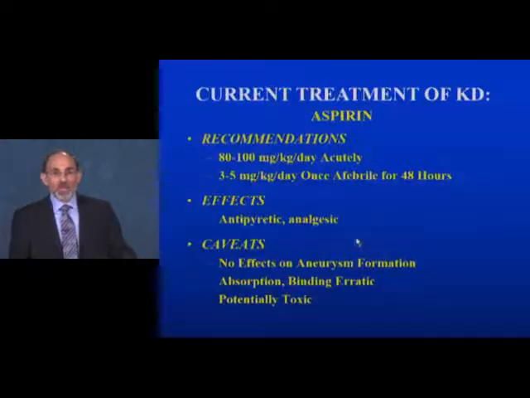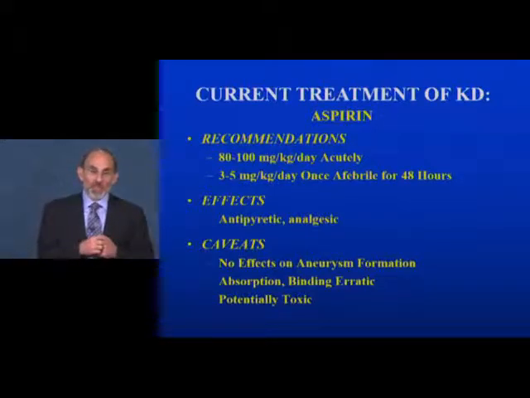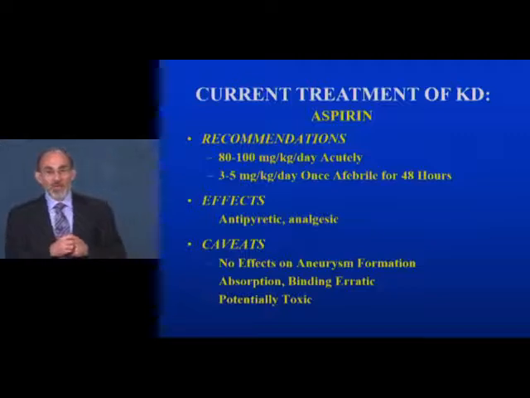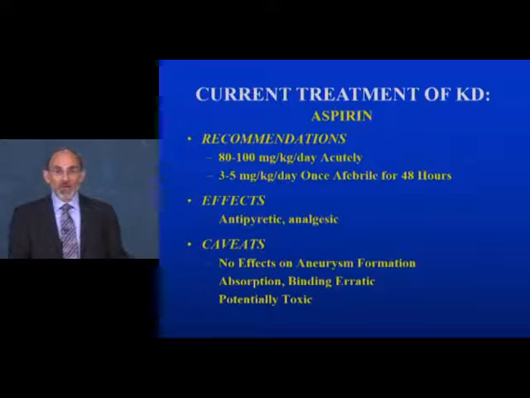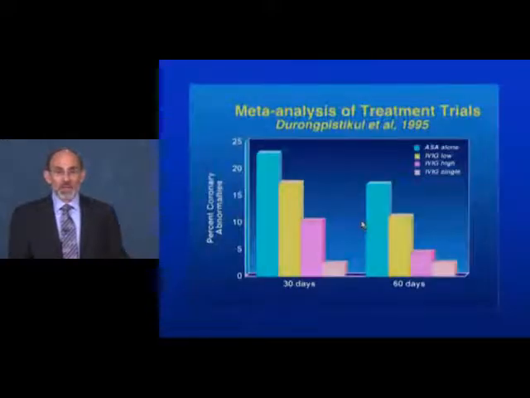Treatment includes aspirin, but it has no effects on the most important outcome measure, which is the heart, and absorption and binding are erratic and may be potentially toxic, especially if a child has been exposed to varicella or varicella vaccine or influenza, when there's an increased risk of developing Reye's syndrome, even today, when you give them aspirin. So you don't have to use aspirin, but what you do have to use is IVIG. And this table nicely shows that the incidence of aneurysms in children with Kawasaki disease is not dependent on the aspirin, but is dependent on whether you got IVIG.